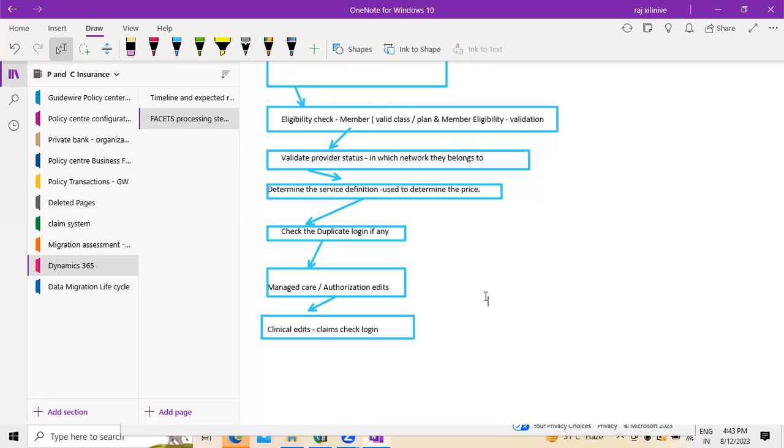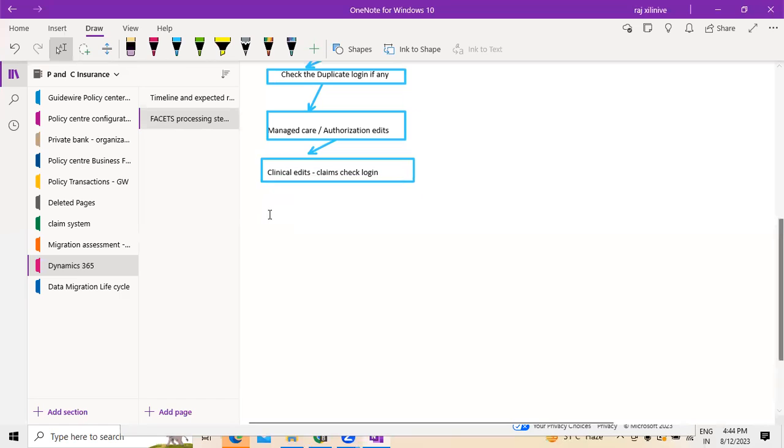At the same time, initially to start with, whenever there is claim processing, we do whatever the claim login process we usually follow. The claim check and login process is what we have to update over here. So this also happens. So it's not only about managed care as well as authorization edits, but subsequently it is important for us to update the clinical edits followed by the claim check logins, etc. All that. So once the clinical edits as well as claim check login are done by us in the Facets application, next we have to update the service pricing part.